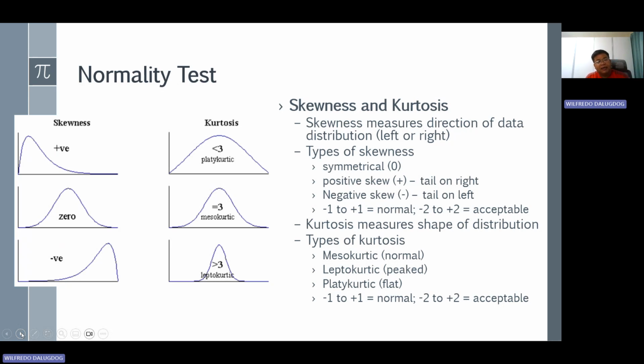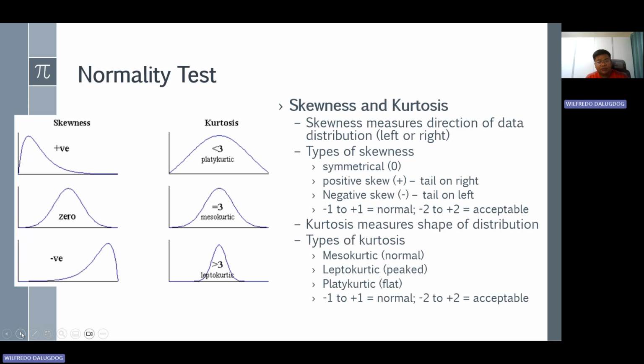The easiest way to interpret whether the skewness value or kurtosis value is normal or not normal, as I always share with my students, is that if it is near 0, or within 1 to 2, basically that is normal.